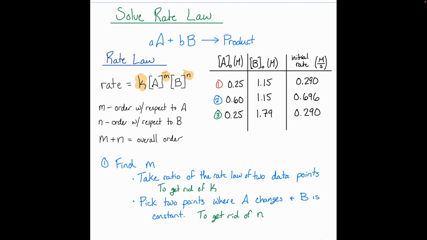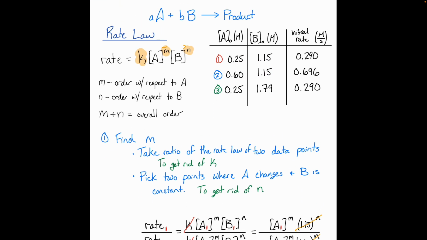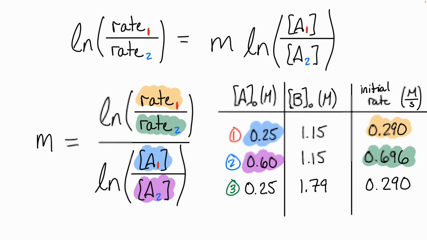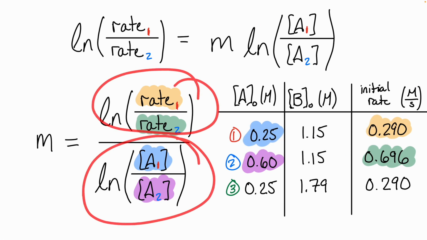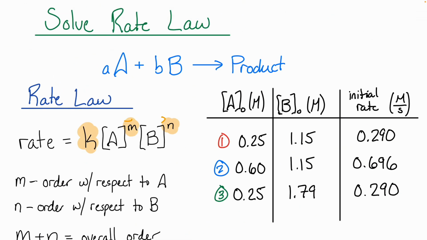But the little added bit is that we're going to be strategic about which two data points we pick. We're going to pick two data points where the concentration of A is changing, but the concentration of B is remaining constant. And then we just solve for that value of m. We get the log of that rate ratio over the log of the concentration ratio, and then we get our order. And then we're going to play that same game for B.